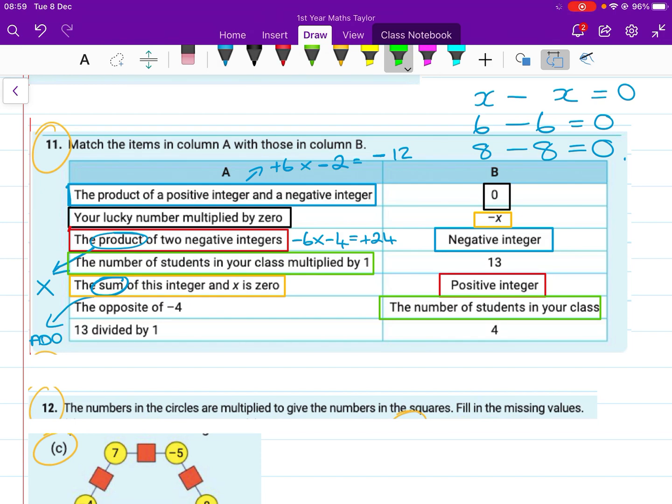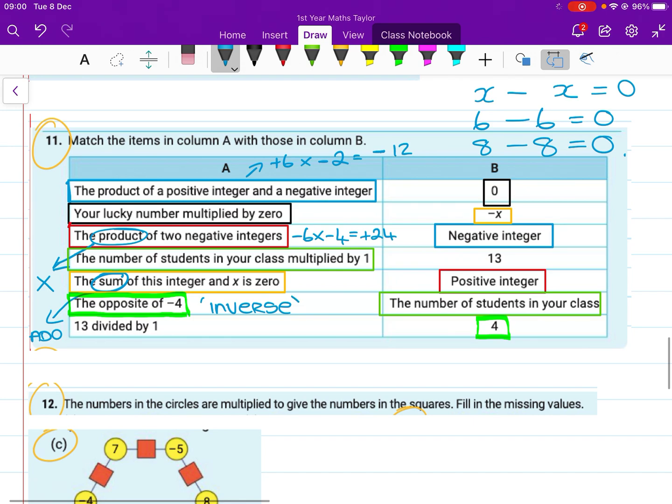The opposite of minus 4 is 4. I don't necessarily like the word opposite there. A better word is inverse. And 13 divided by 1. So multiplying by 1 doesn't change the number, and neither does dividing by 1. So it's just 13.